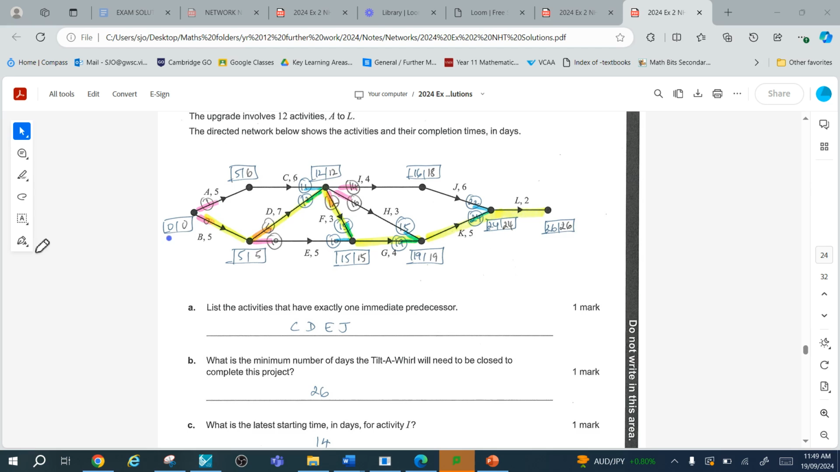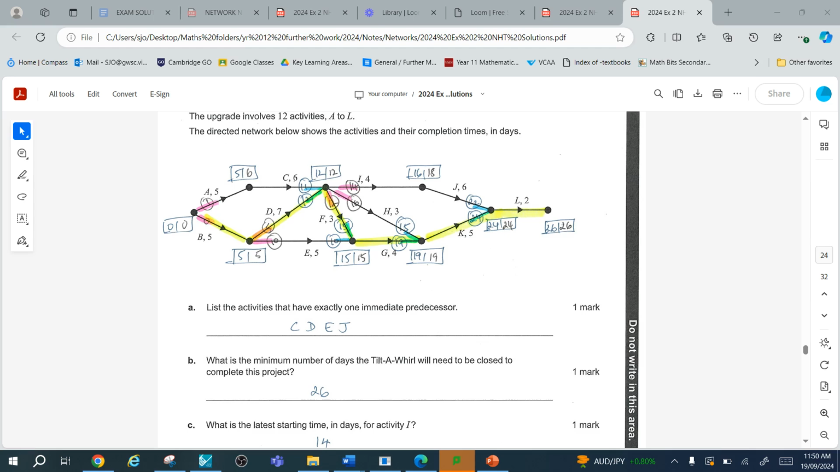So 0 plus 5 is 5. 5 plus 7 is 12. 12 plus 3 is 15. 15 plus 4 is 19. 19 plus 5 is 24. And 24 plus 2 is 26. I find that's the easiest way to calculate the critical path.